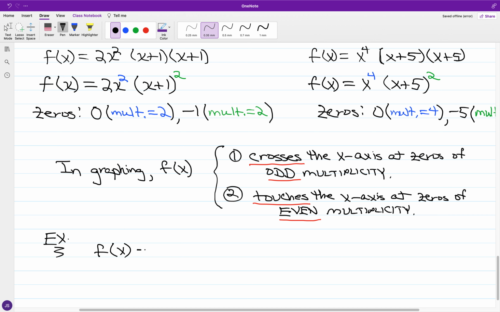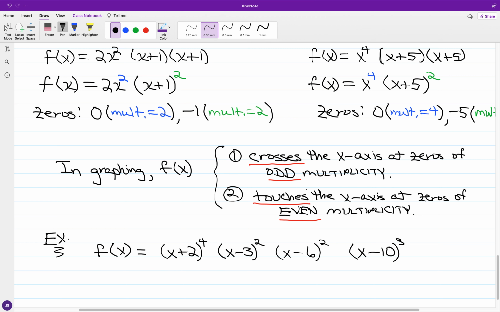And let's say we have, and I'll just lay this out in factored form, f of x is equal to the quantity x plus 2 raised to the 4th, times the quantity of x minus 3, which is to the 2nd, times the quantity of x minus 6, which would be raised to the 2nd, and times the quantity of x minus 10, which is raised to the 3rd.